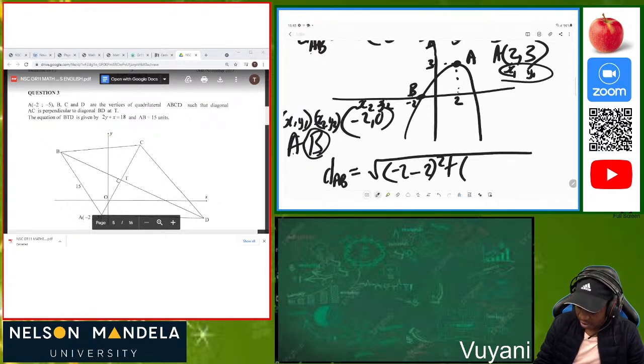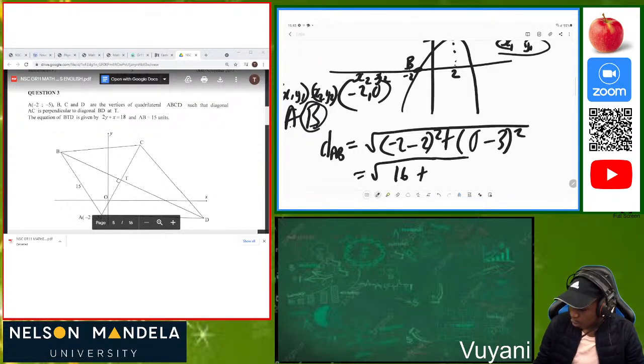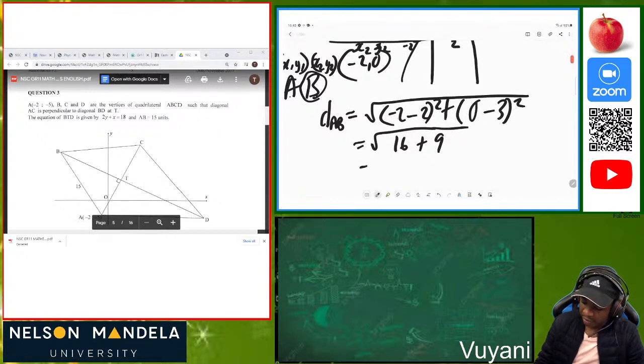Plus what is our y2. We come here again. What is the y value of B? It's 0 minus what is the y1 of point A? It's 3, and all squared. Then you can get your answer. We know that -2 minus 2 is -4. -4 squared is 16, plus 0 minus 3, which is -3, but when we square it, it's going to be positive, which is 9. We're going to end up having the square root of 25, and the square root of 25 is 5 units. So you'll be done calculating your distance.